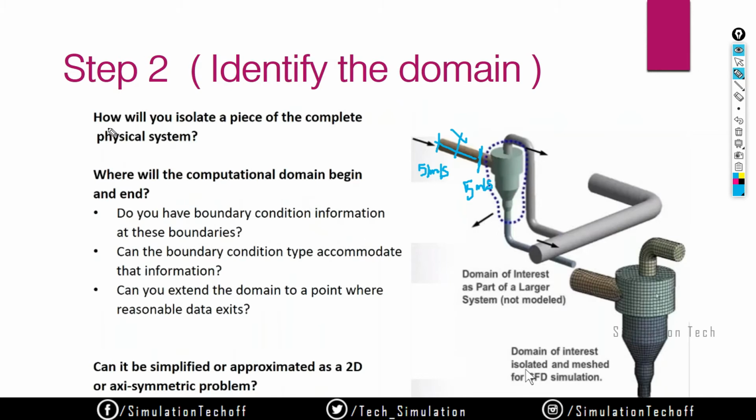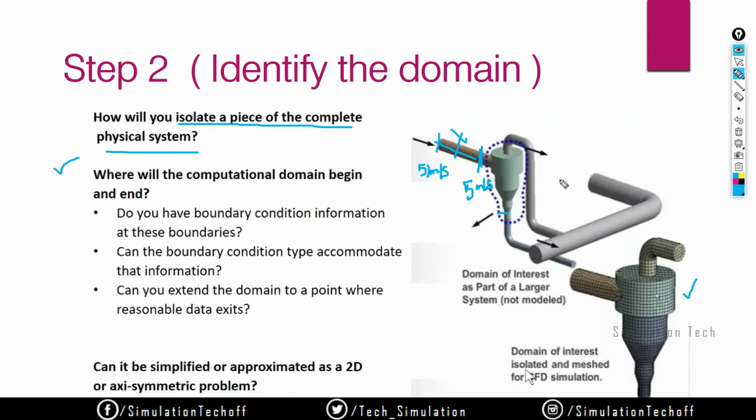So how will you isolate a piece of the complete physical system, where the result is of interest, the domain of interest as a part of a large system? Only that model will be included. So we only cut this model, mesh it, and give the boundary conditions as needed. Where will the computational domain begin and end? That is very, very important. It starts here and ends here. So what the inlet, the outlet, and the wall conditions are, everything you have to define. That is what they try to explain here.